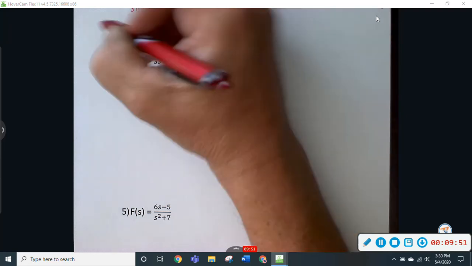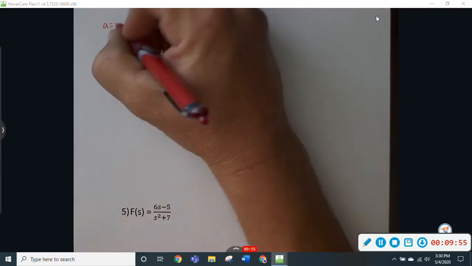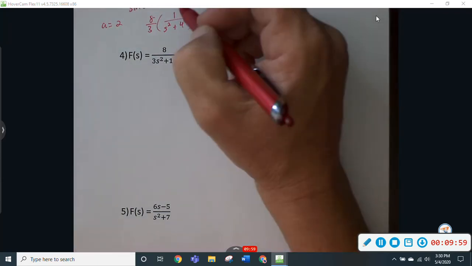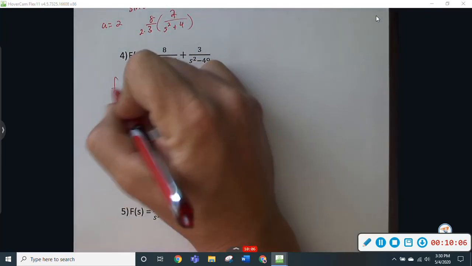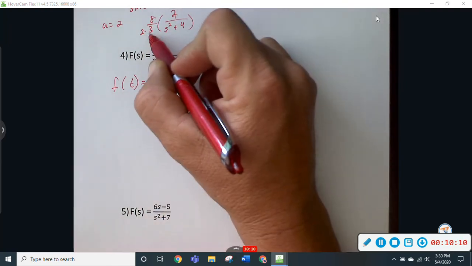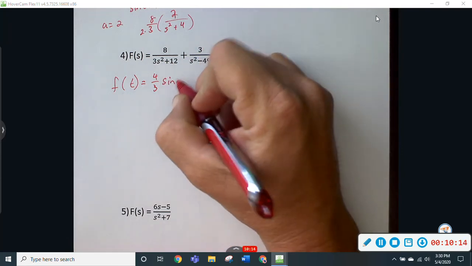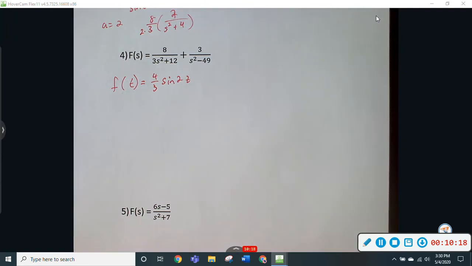What would a be? 2? 2 squared? All right, and then that means 2 must be on top. So if 2 is on top, then I have to give a 2 to the bottom, and that's going to be an 8/6. So my first term, f of t, will be 8/6. 2 times 3 is 6. That reduces to 4/3. 4/3 sine 2t. So this transforms into 4/3 sine 2t.